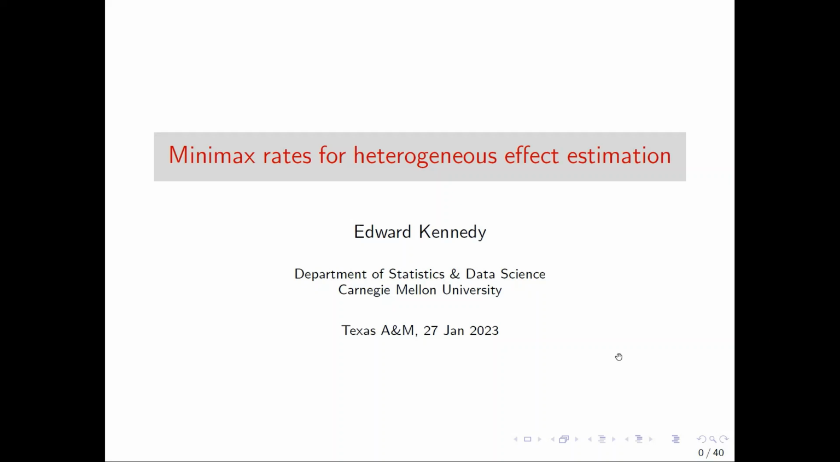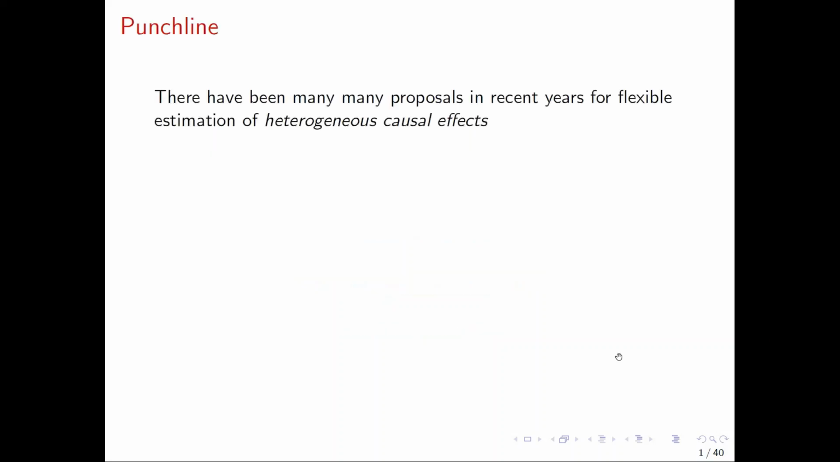So I'm going to talk about some recent work about minimax rates for heterogeneous effect estimation. I'll give you the punchline here at the start, so if you fall asleep, the rest of the talk won't matter. There have been all kinds of proposals recently looking at methods for estimating heterogeneous treatment effects. This is how causal effects vary across people, vary across feature information. If you look at arXiv, you'll see lots and lots of papers being submitted on this topic with lots of interesting methods. But there are some really crucial theoretical gaps.